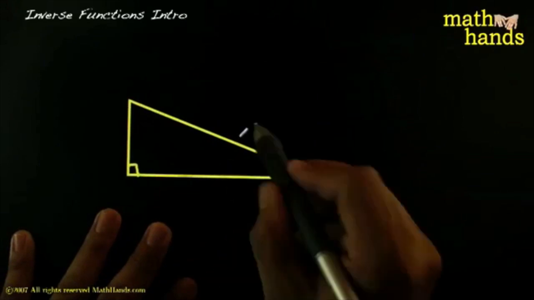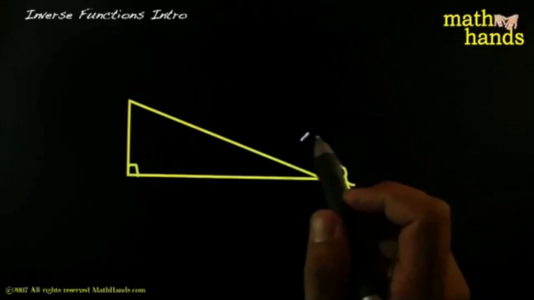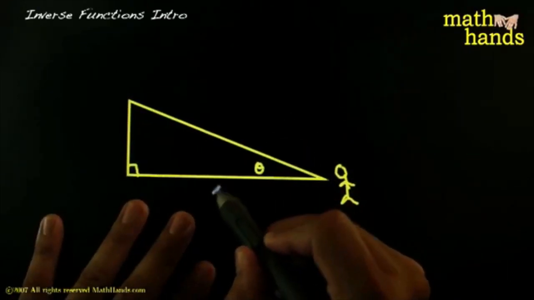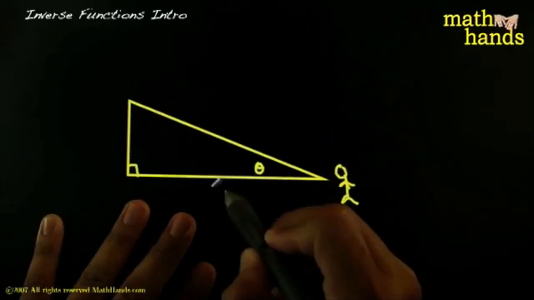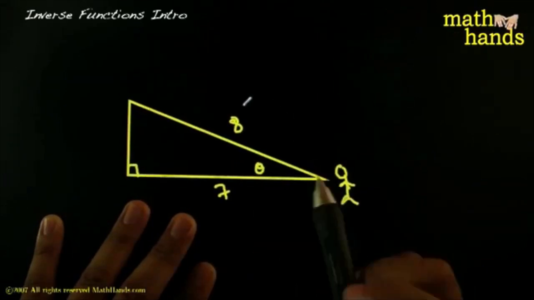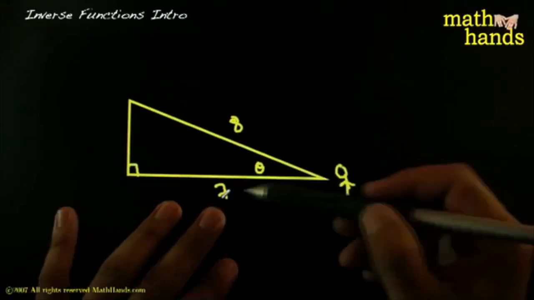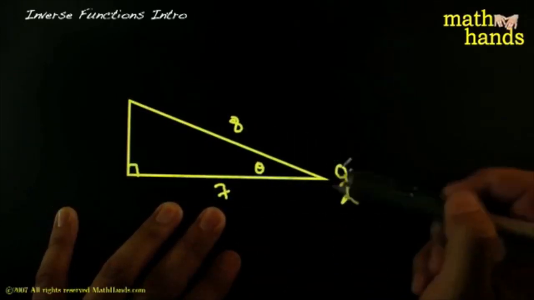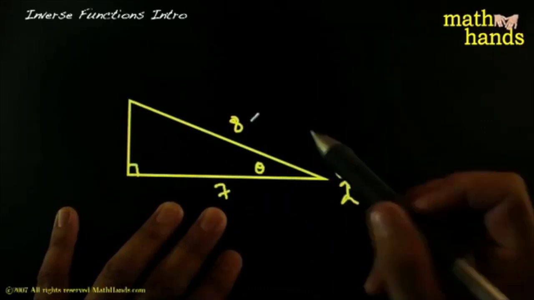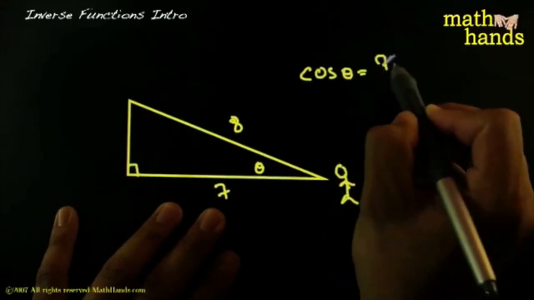So what if you're standing here now, from this point of view, and this is theta, and suppose the side next to you is 7 and the other one is 8? Whoa, you know the ratios now. The question is, how would you figure out theta? You'd say, hey, this is the adjacent and this is the hypotenuse. Which function tells you the ratio of adjacent to hypotenuse? Cosine does. So you'd write cosine of theta is equal to 7 over 8.